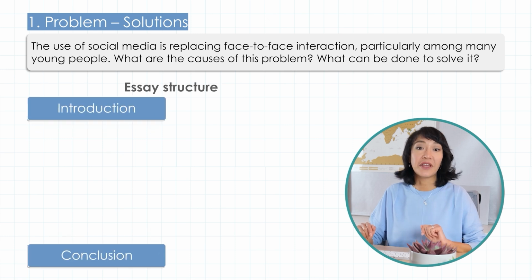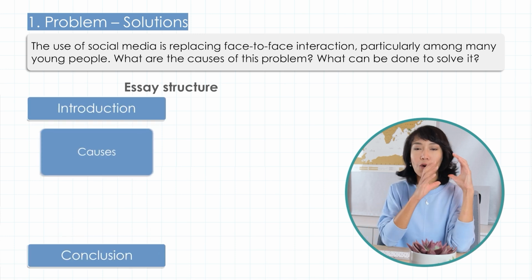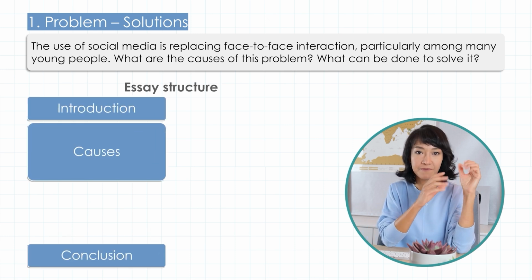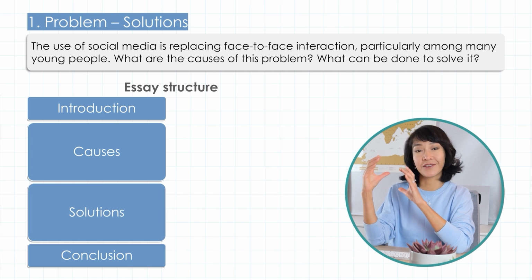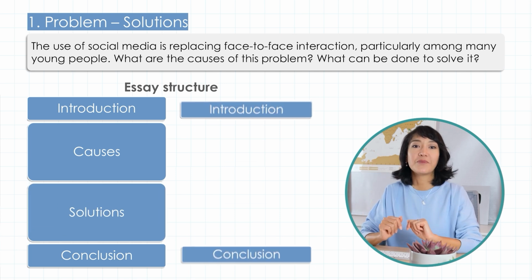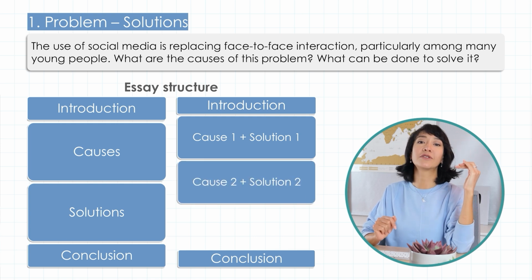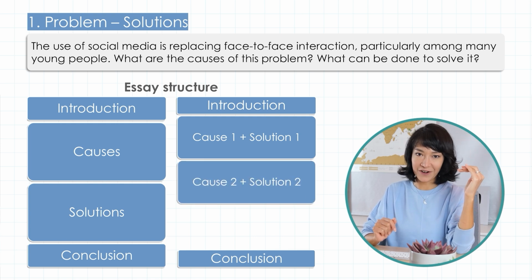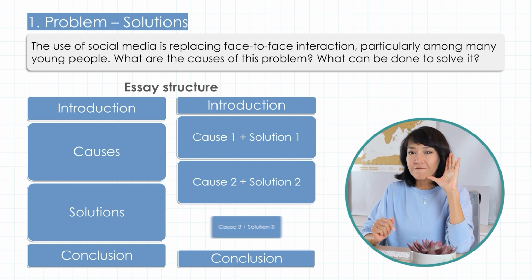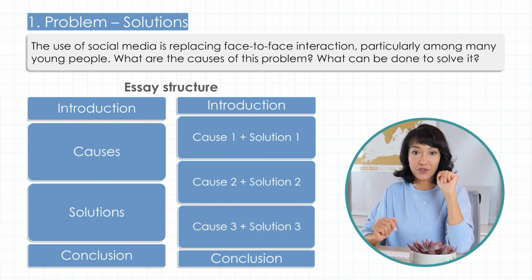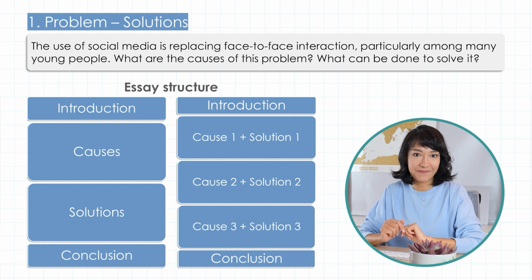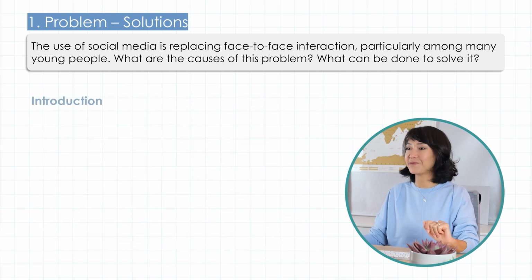The easiest way is to group all your causes in one body paragraph and all the solutions in the other. It's also possible to present one cause and its solution in one paragraph, then the next cause and its solution in the next paragraph. I'd say 3 body paragraphs max, usually 2. How would you start your essay? Let's have a look at the first paragraph.